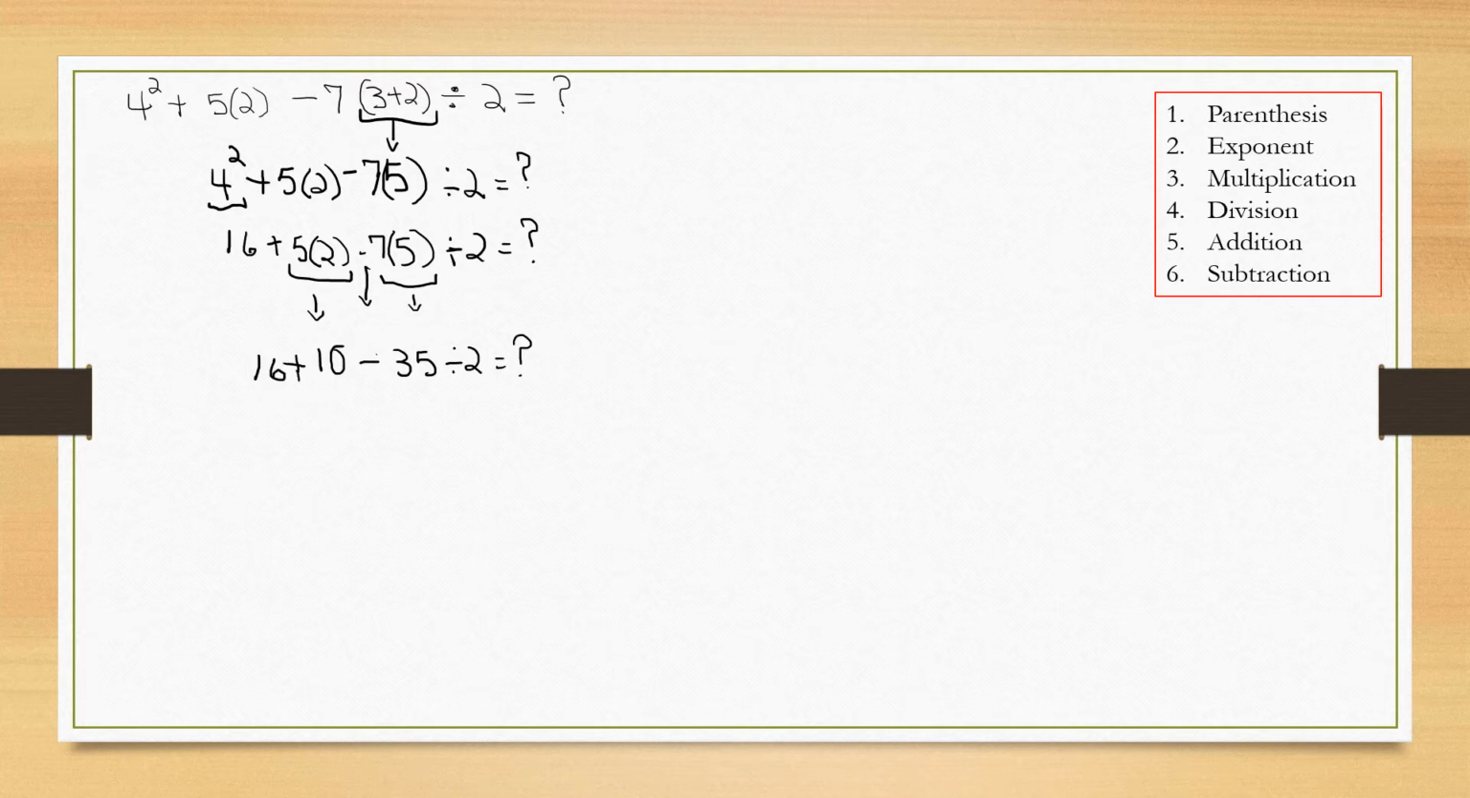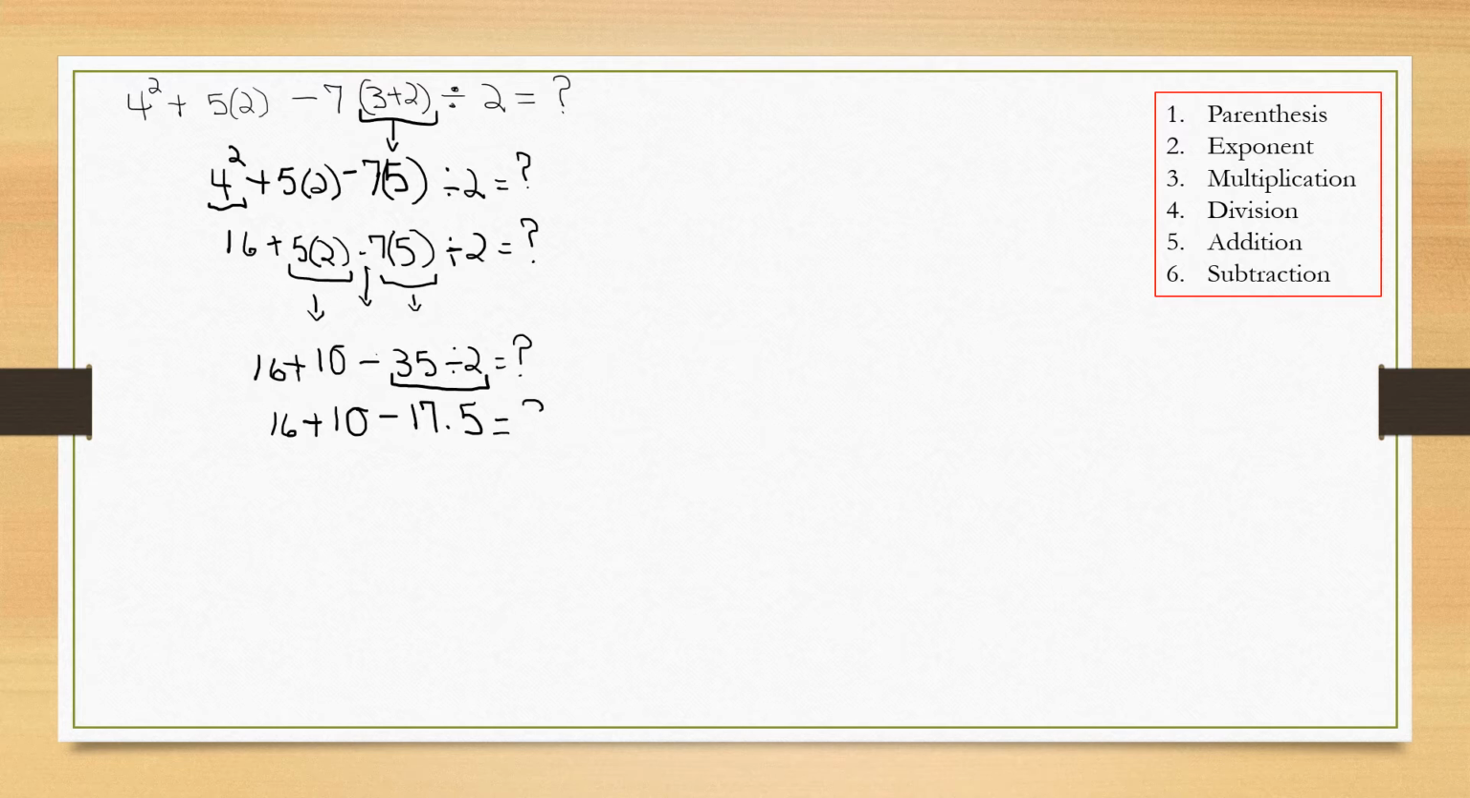So what's the next thing on our list? Division. We do have a division problem right here. 35 divided by 2. We are not going to get a whole number. We're going to get a decimal number, so I'm going to use my calculator. 35 divided by 2 will give us 17.5. So again, let me rewrite everything. Still have that minus sign right there. We had 16 plus 10 minus 17.5.